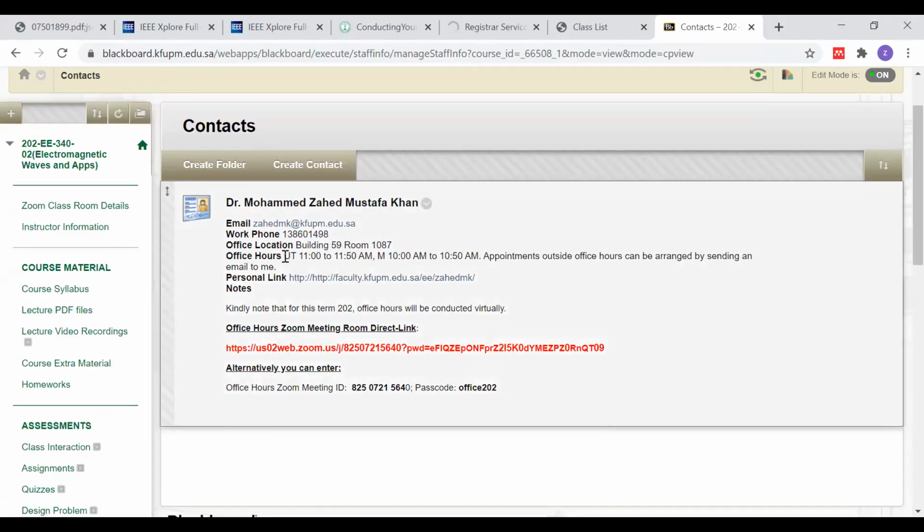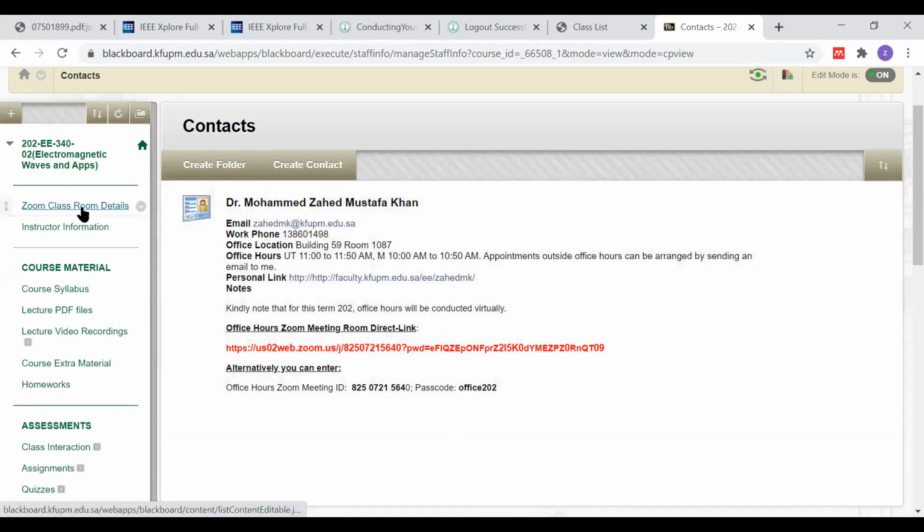My office hours are Sunday, Tuesday, 11 to 11:50 a.m. and Monday, 10 to 10:50 a.m. And also you can send emails and we can fix an appointment. The office hours are again on Zoom, and we have a separate link. This red one is the separate link for the office hours, and this is the meeting ID and this is the passcode. So if you want to meet during the office hours, you have to join on this link.